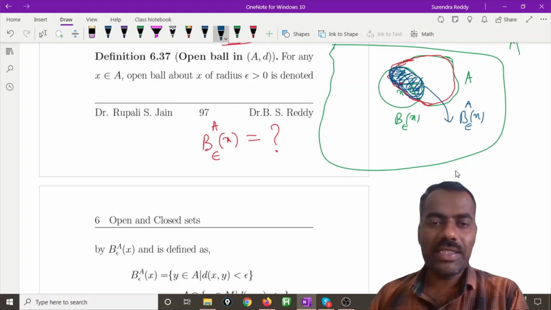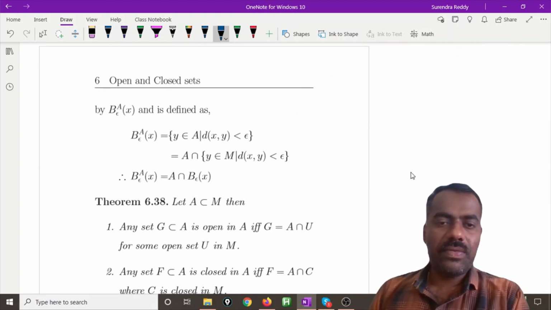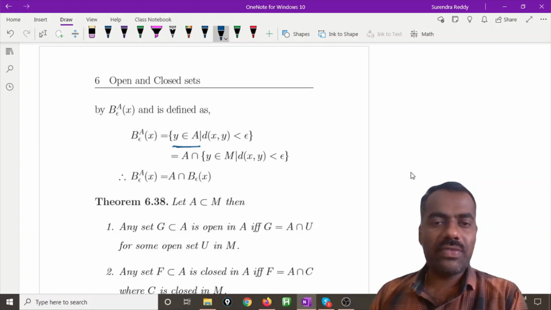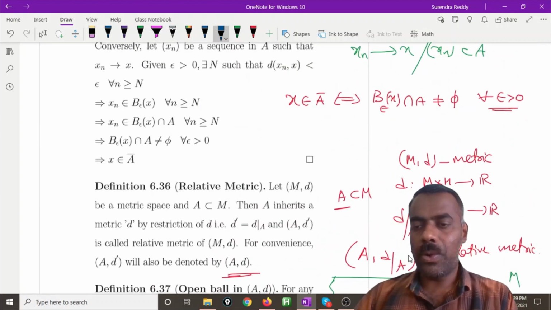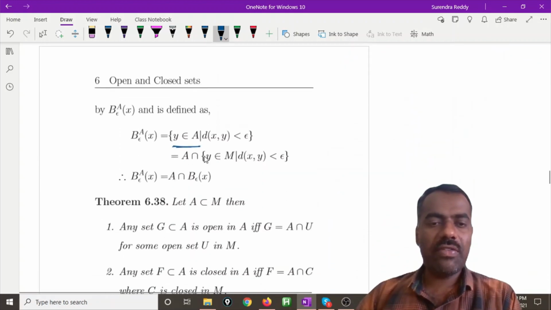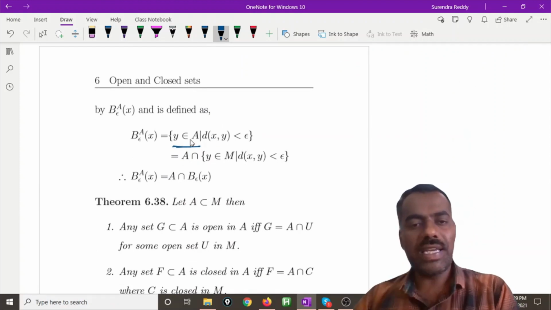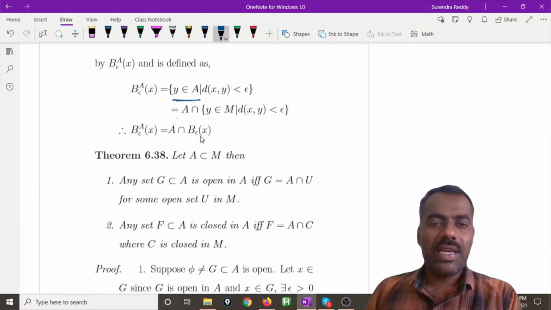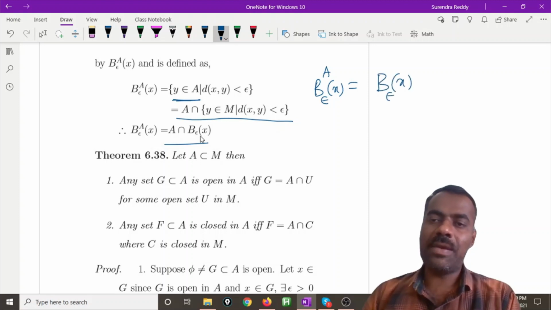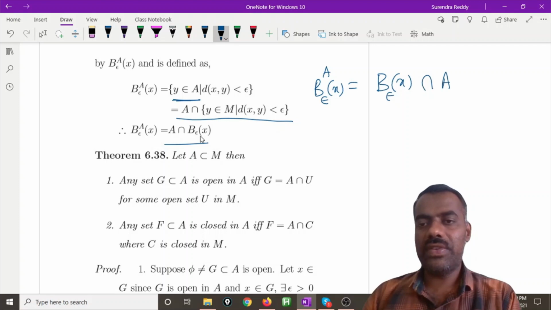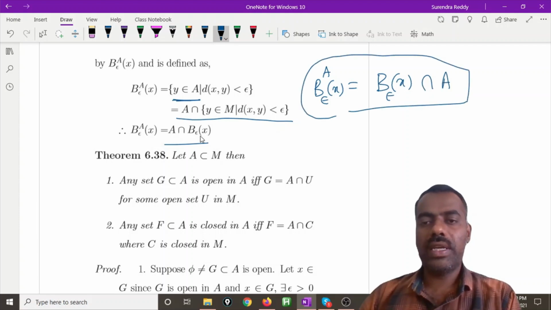So how can we write it? We can write it as the set of any point y in A such that the distance of x comma y is less than epsilon. As we said, for a relative metric we are restricting points to A, so not any y belonging to M; here we have to take y in A. That is the same as saying that you can write it as an intersection with A. So the ball around x in A is the same as the ball around x in M intersected with A, right? Fine.